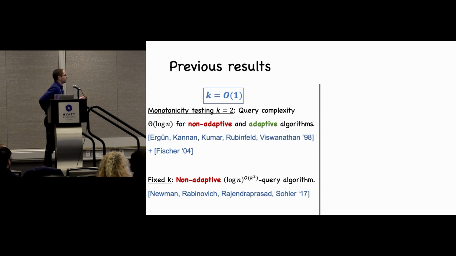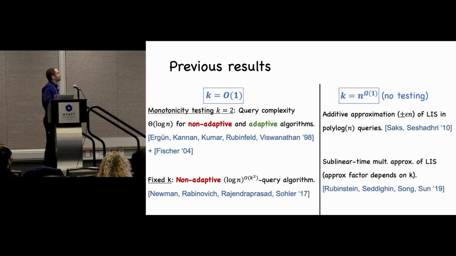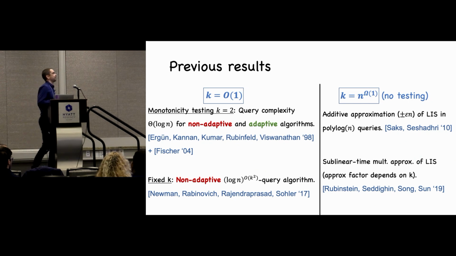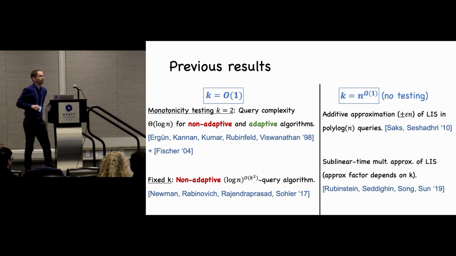There is a bound by Newman, Rabinovich, Rajendraprasad, and Sohler that gives log n to the power of k squared. And there are also some results for the case where k is large. When k is large, you don't need property testing assumptions, whereas when k is small, you have to have some kind of assumption for this problem to make sense. And actually, one of the state-of-the-art results on this front was presented by Said a few hours ago.